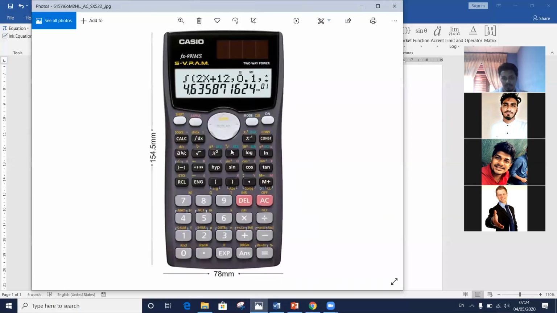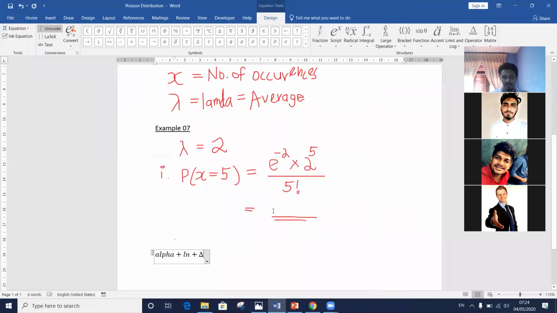This one, I'm talking about this one, right? To the power. To the power, this is a minus value, therefore you need to have this within brackets.